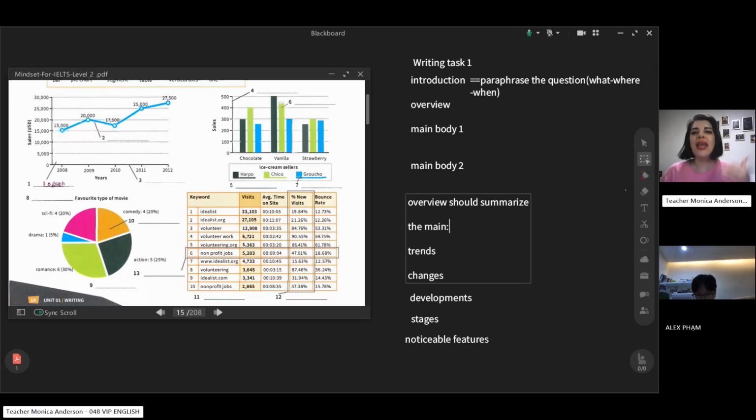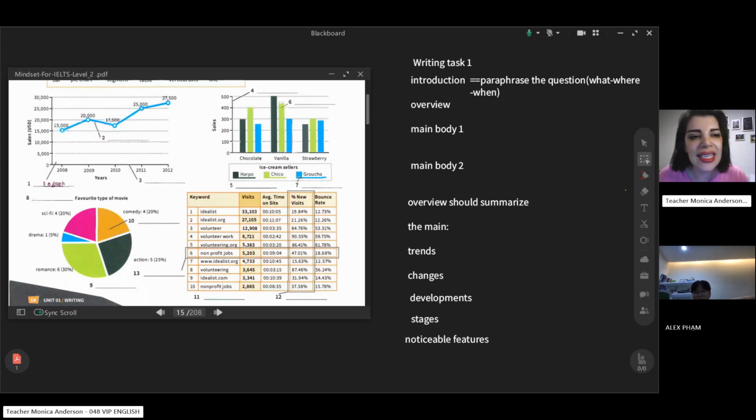Then we move on to the main bodies. We have two main bodies, the first one and the second one. You need to divide the information into two parts and write two paragraphs. Normally, if you have more than one visual, for example one graph and one chart, your overview should include information about both of them: maybe the general trends and the most important or noticeable point about both visuals.